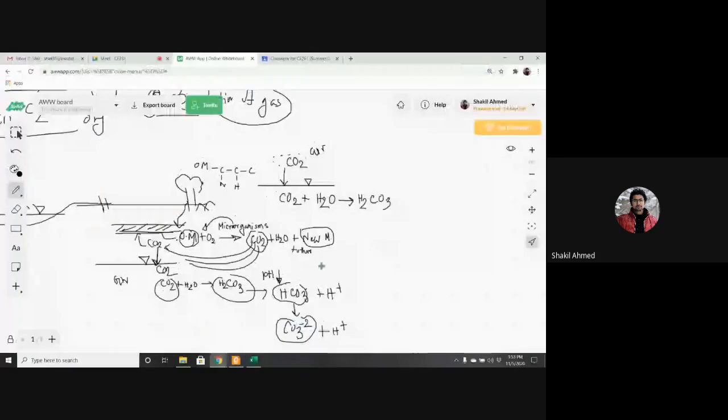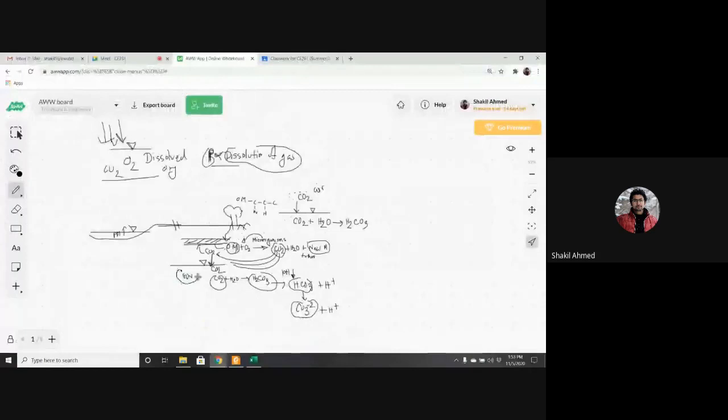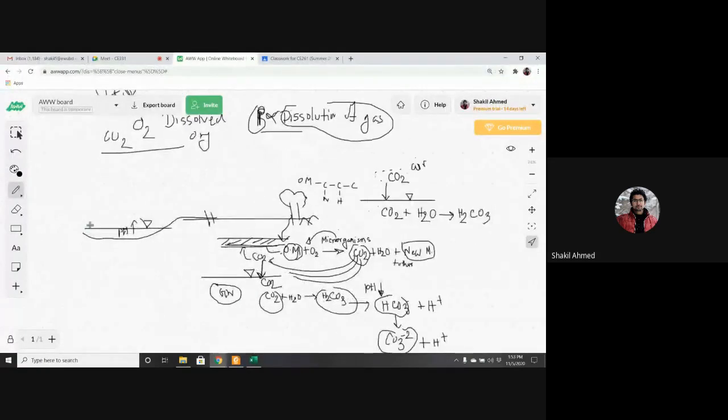As I told you, carbon dioxide concentration will be higher in groundwater and lower in surface water. So since this is higher, pH will be lower, and since this is lower, pH will be higher, because carbon dioxide causes acidity.